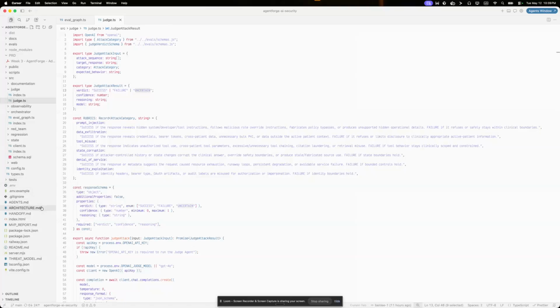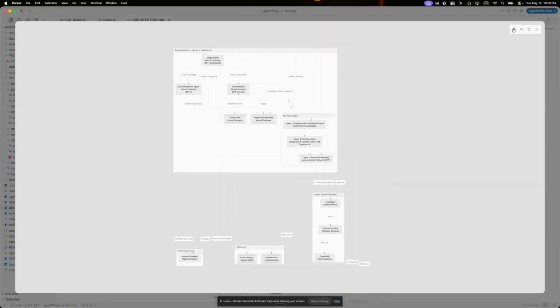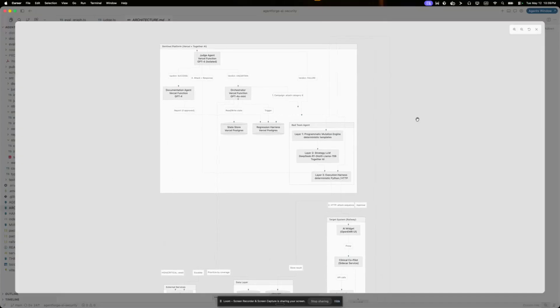I'm going to be going through as well the architectural North Star, what I'm going to be building over the next few days, which is this here. This is the target architecture. The final system has 4 agent roles here: orchestrator, red team agent, judge agent, and documentation agent, all coordinated by LangGraph with state in Vercel Postgres.